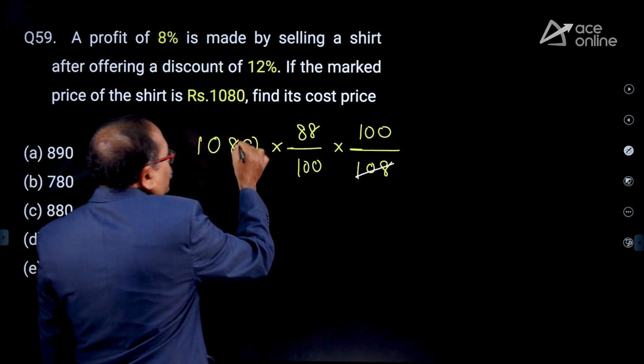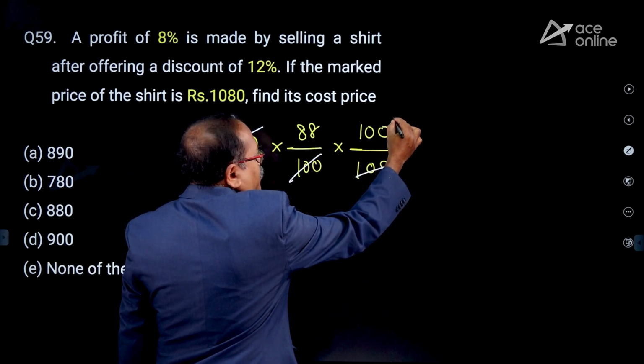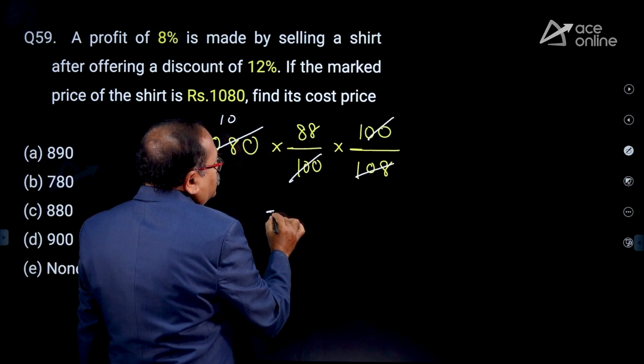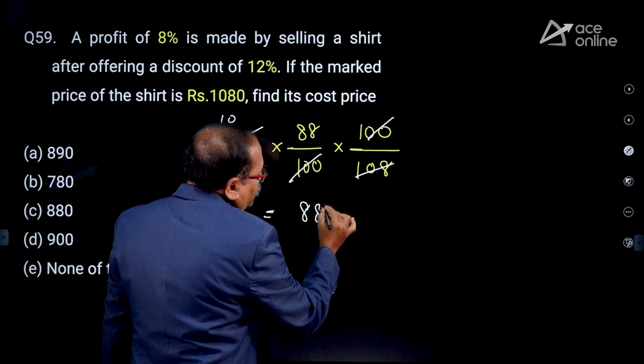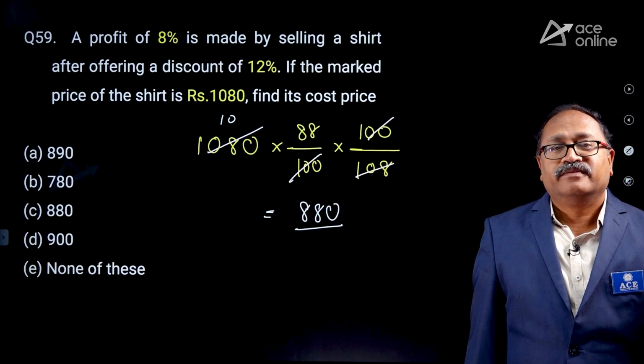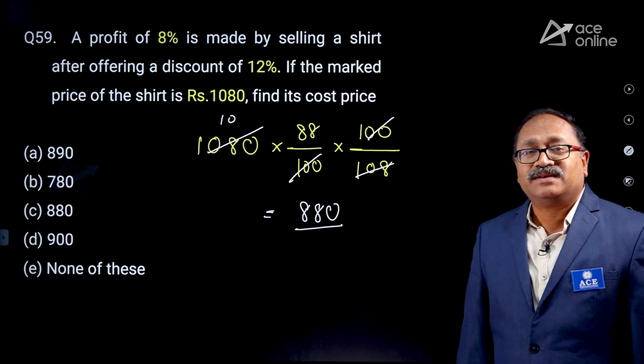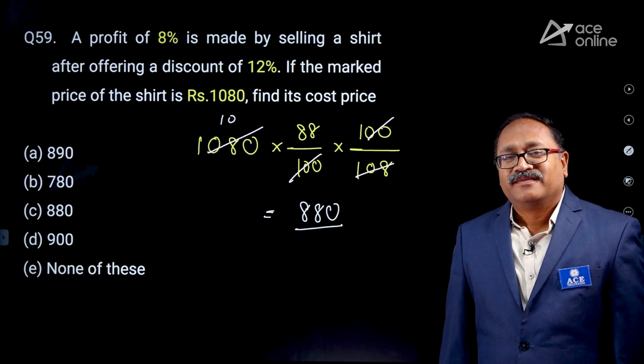Here it gets cancelled 10 times. As 100 and 100 get cancelled, this results in 880, and this should be the cost price. Do we have any option? 880, option choice C. Next question.